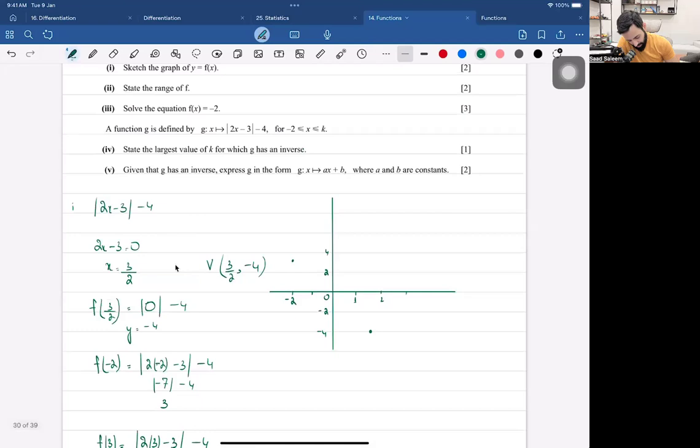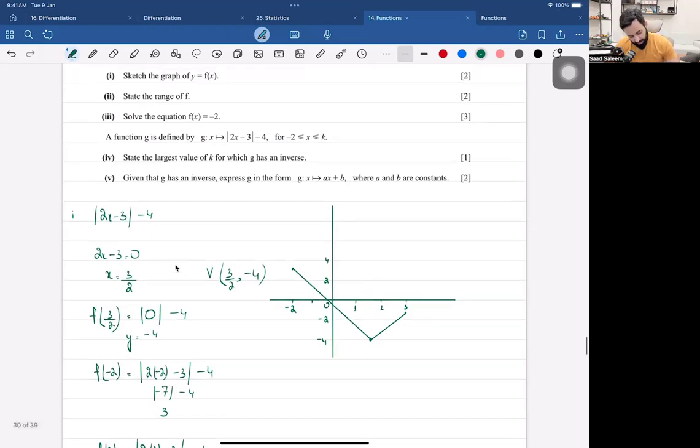So that means when you plug in 3, you get minus 1. So 3 will be somewhere over here, and you get minus 1. So this is what the graph looks like. There you go. That's it. Job done. Then the question says state the range.